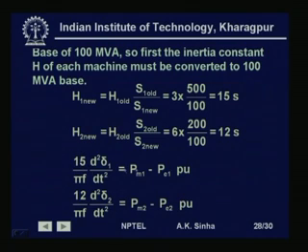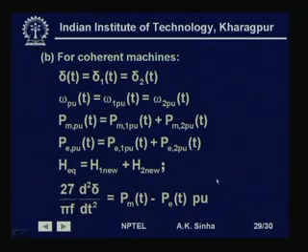Therefore, putting the values of H on the system base of 100 MVA, we get the swing equation as 15 by pi f d2 delta1 by dt2 is equal to Pm1 minus Pe1, and for the second machine 12 by pi f d2 delta2 by dt2 is equal to Pm2 minus Pe2. Now, if the machines are coherent, then delta1(t) is equal to delta2(t). In that case, what we have seen is the mechanical powers will add up, the electrical powers will add up, and the inertia also adds up.